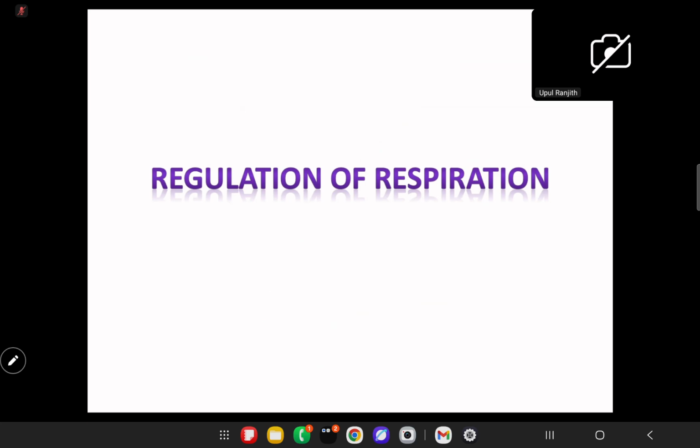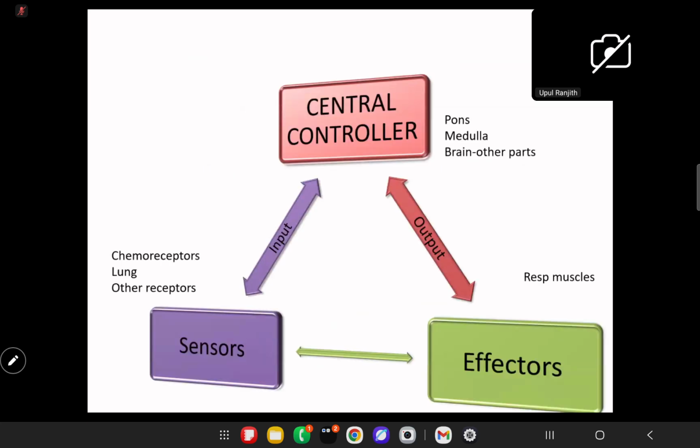Then the other part is the regulation of respiration. Now, if you take the respiratory control system in our body, it has three components. There is a central controller, and there are effectors, and there are sensors. So these three components are interconnected and interrelated.